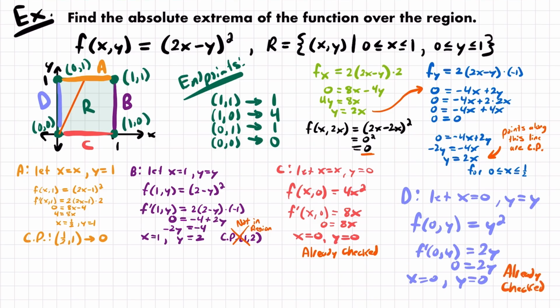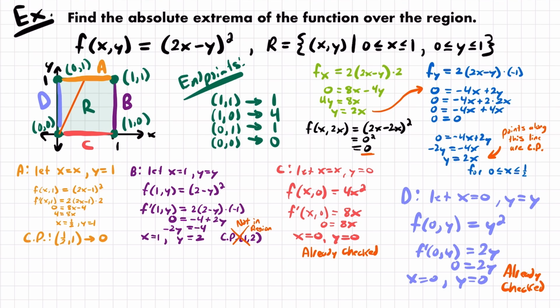We didn't find any new points to consider as potential absolute minimums or maximums for the function over the region. But now we've checked everything. We checked the critical points of the multivariable function itself, we checked the endpoints of the region, and we checked all the critical points of the boundaries of the region. Now we just have to compare all the different z-values for those different points.